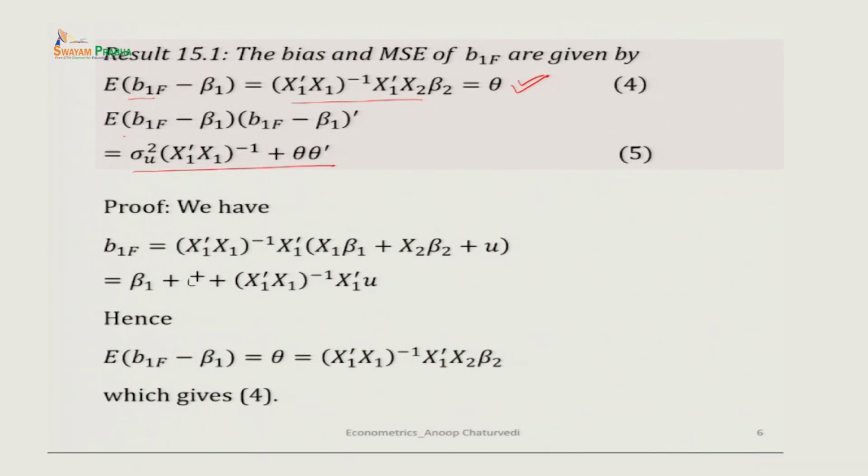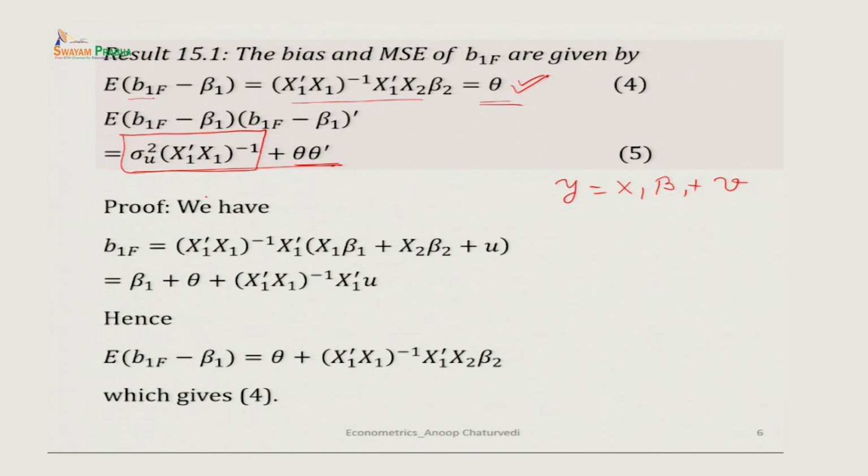Actually, if you look at this part, this is the variance covariance matrix of OLS estimator b 1F based on the misspecified model y equal to X 1 beta 1 plus v. And then you have this part also. This is because of the bias.